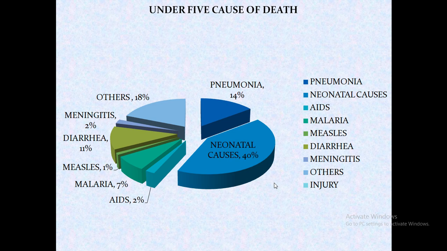And what are the causes for this under 5 mortality? The causes are different for the infant mortality and causes are different for the 1 to 4 year and under 5 mortality. The major burden is 40% with the neonatal cause and 14% with pneumonia and remaining are meningitis, diarrhea, measles, malaria, AIDS.